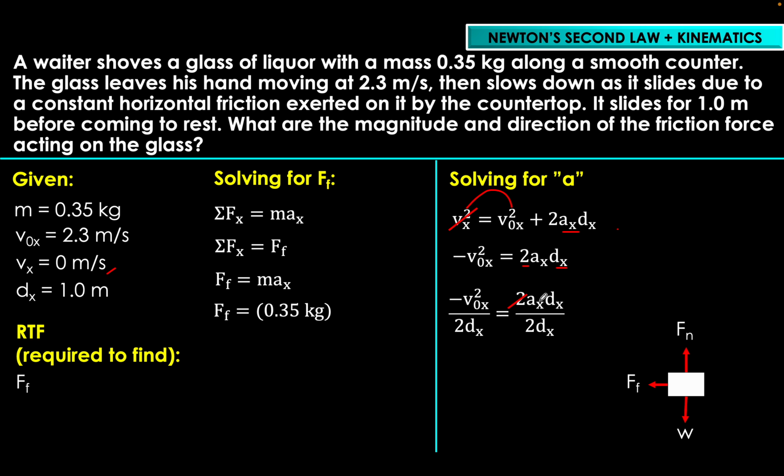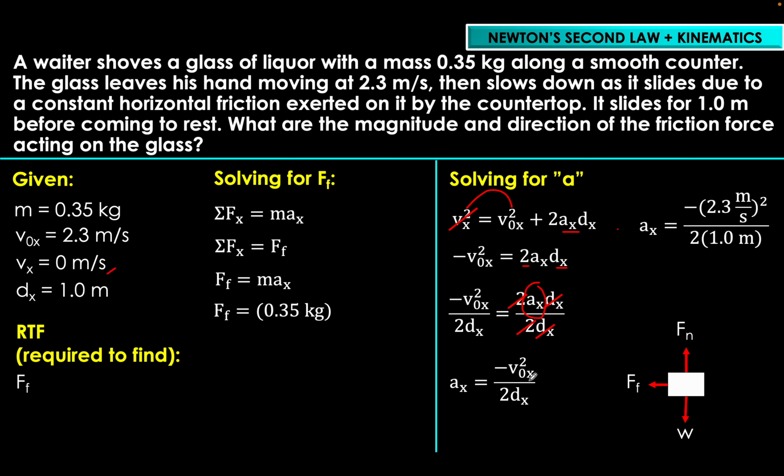And then we can now cancel 2. We can now cancel v sub x. And then we have finally isolated acceleration along x. And our final working equation for acceleration is this. Nothing new, I just switch them horizontally. Acceleration equals negative v naught x squared over 2 dx. So this is our equation.